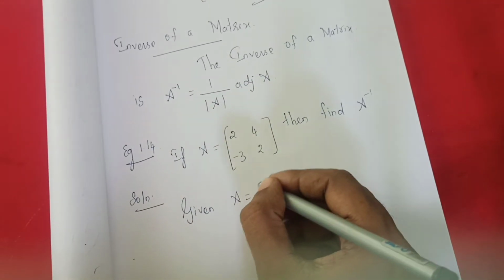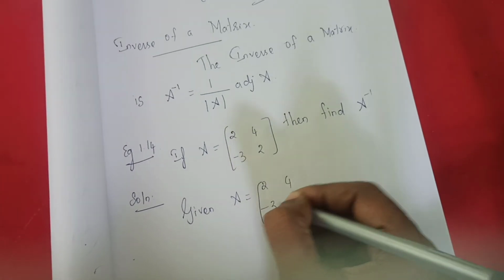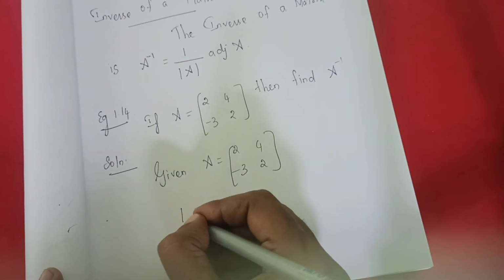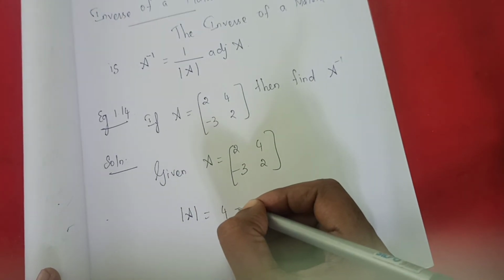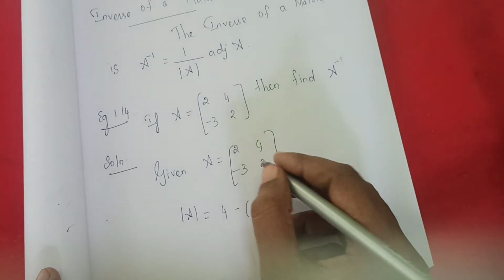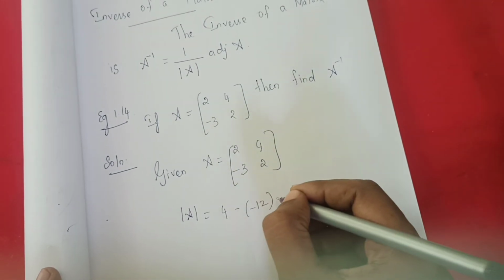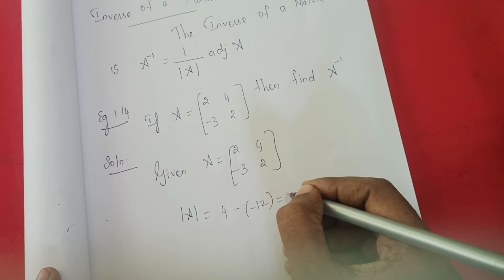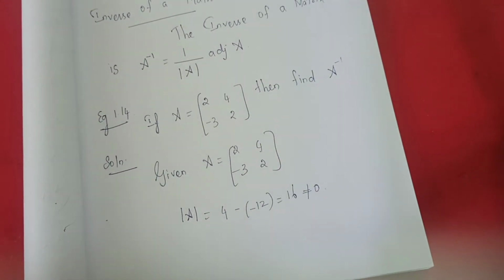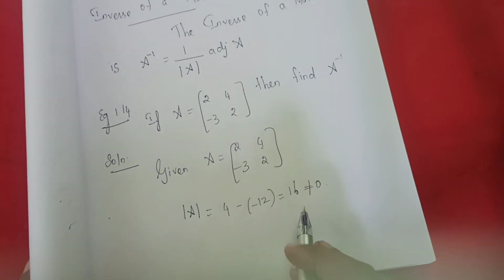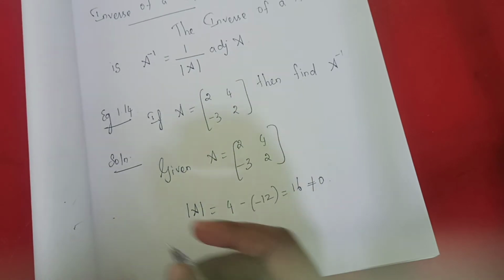Given A is equal to [2, 4; -3, 2]. Find the determinant of A: 2 into 2 is 4, minus of minus 3 into 4 means minus 12. So minus into minus is plus, so 4 plus 12 means 16. Is it equal to 0? It is not equal to 0. If it is not equal to 0, we can say that A is a non-singular matrix. Already I taught you what you mean by singular and non-singular matrix. So the value is not equal to 0 means we will say A is non-singular.